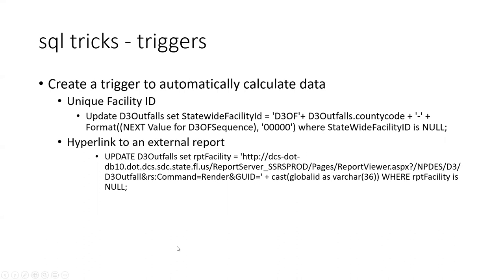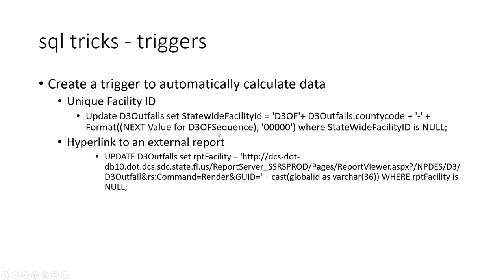Here's a good example. In this particular instance, this top one here, there was a decision made by the managers of this project that they want to have a statewide, globally unique, meaningful facility ID assigned to every record collected by every district of the Department of Transportation throughout the state. So that when all the data was brought back together into one bucket, the person could look at the statewide ID and know some things about it.